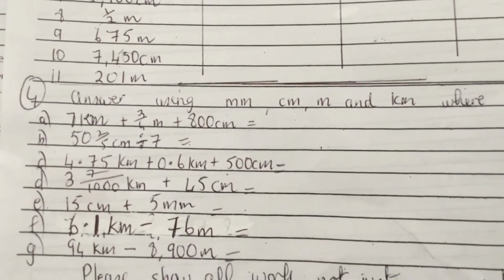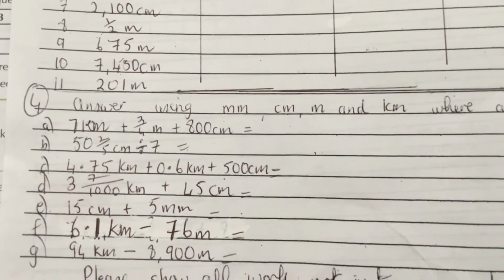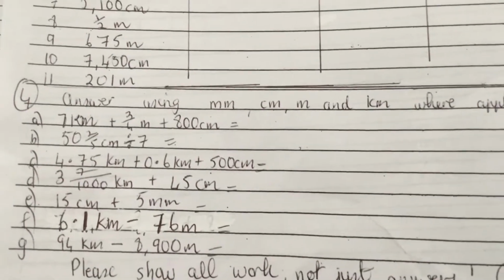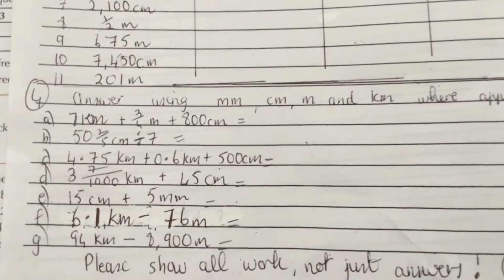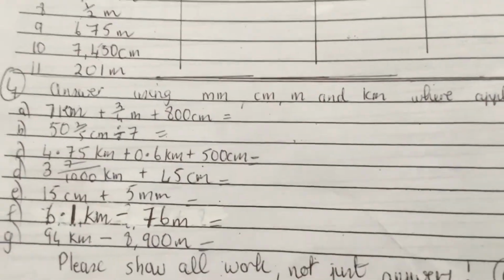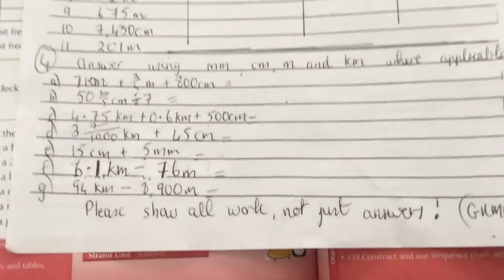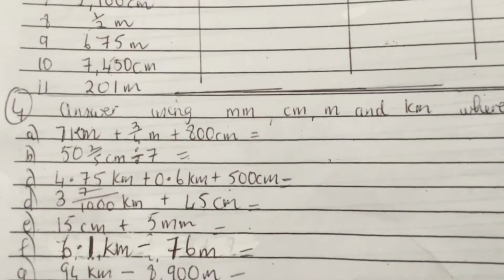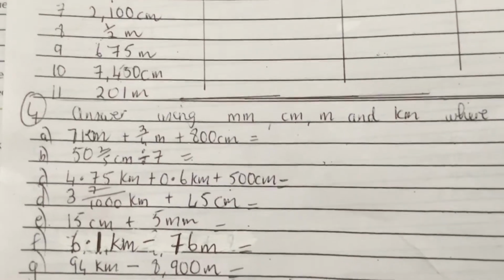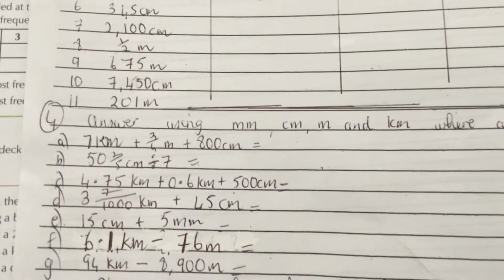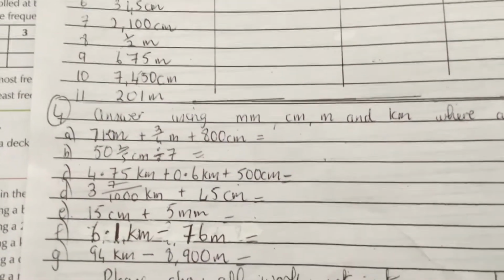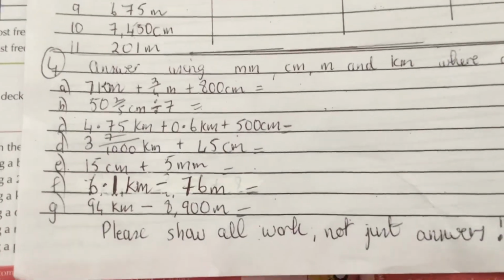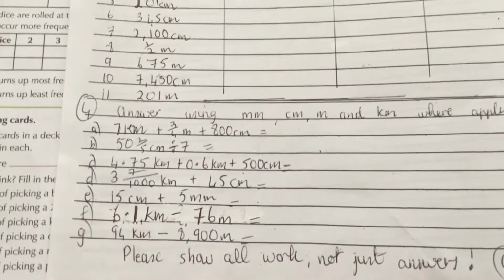And 4.75 kilometers plus 0.65 kilometers plus 500 centimeters. Now remember, there's a clue there in the 500 centimeters. Use the knowledge you have, how many centimeters in a meter, how many meters in a kilometer, etc. Then 3 7/7 of a kilometer plus 45 centimeters, not meters, not kilometers. 45 centimeters. Then 15 centimeters plus 5 millimeters.